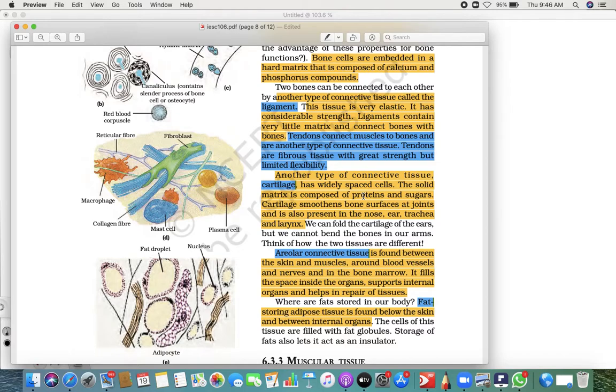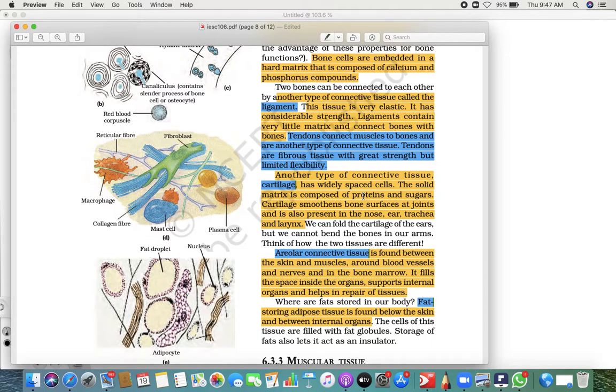And then the last thing we are going to see is fat. Fat is an adipose tissue that is below the skin and between the internal organs, right? The cells of this tissue are filled with fat globules. Storage of fat acts as an insulator. Basically it helps you so that things do not directly react with the organ, so it acts as an insulator.